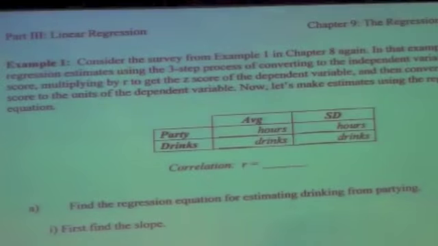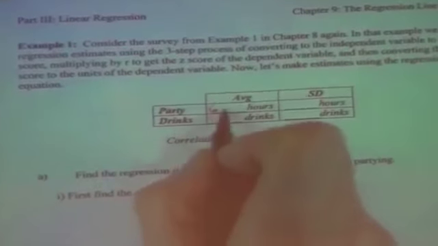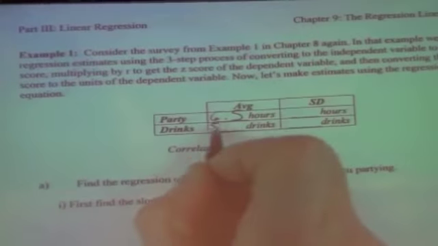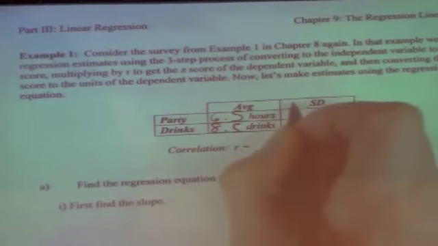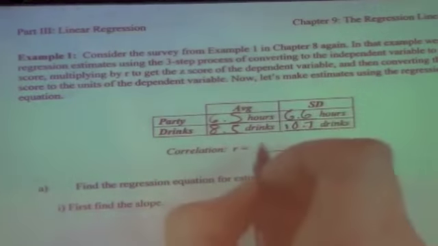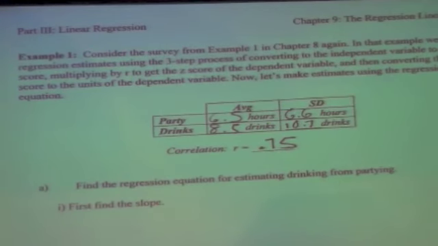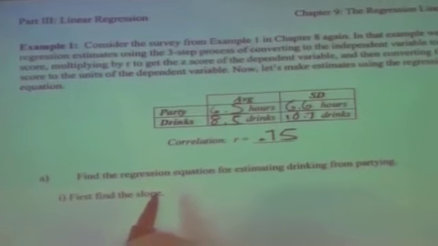Okay. So let's use that same data that we had last time and see if we can get the equation of the line. All right, so let's fill it in. We had 6.5 hours, 8.5 drinks, 6.6 hours, and 10.7 drinks, and R was 0.75. So let's make the same regression equations and see which way you prefer it. The very first thing you want to do is find the slope.